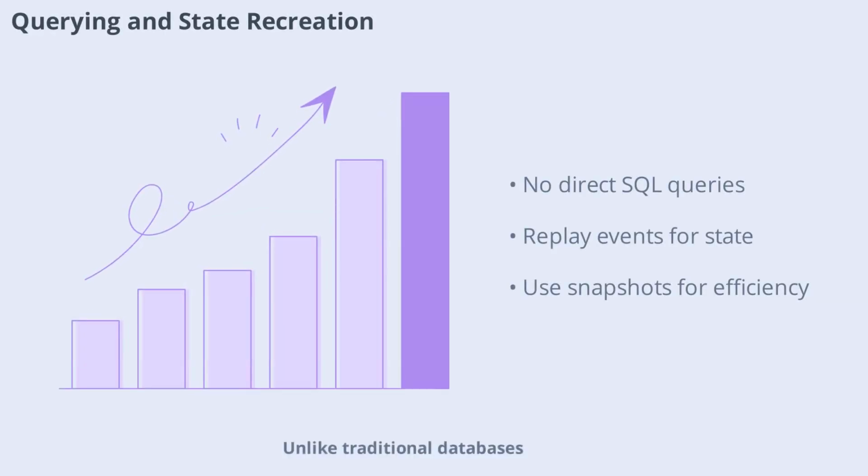Unlike traditional databases, querying in event sourcing isn't as straightforward. There's no SQL-like mechanism for extracting information directly. To determine the current state of an entity, you must replay all related events from the event store. For entities with long event streams, this can be costly.